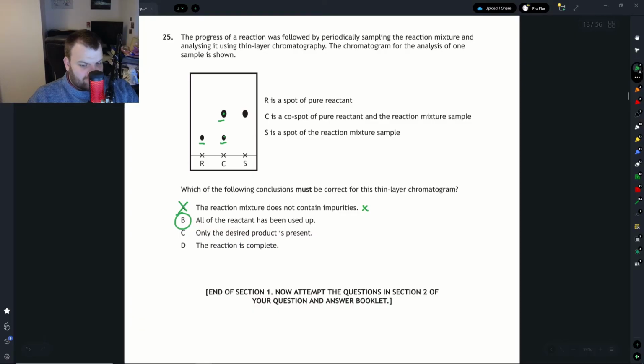We don't know if it's only the desired product. We know that there's only one spot here, but again, if they had the same or similar retention factors, they could be doubled up and you wouldn't see the different ones. This gives no indication of how far along the reaction's gone. It might have only made a little bit of this chemical. We don't know. We just know that there's no more of the original chemical R left because it doesn't appear in our chromatogram.